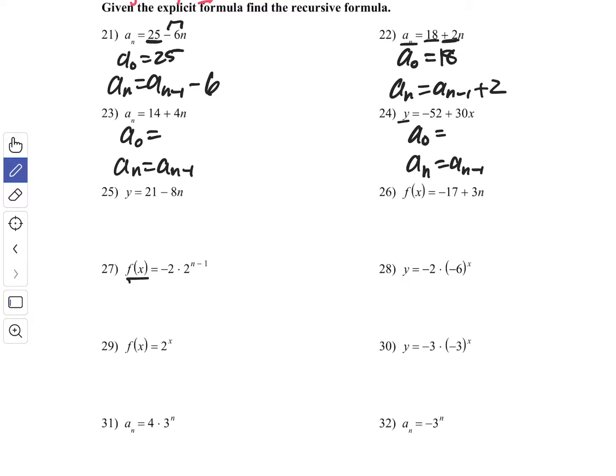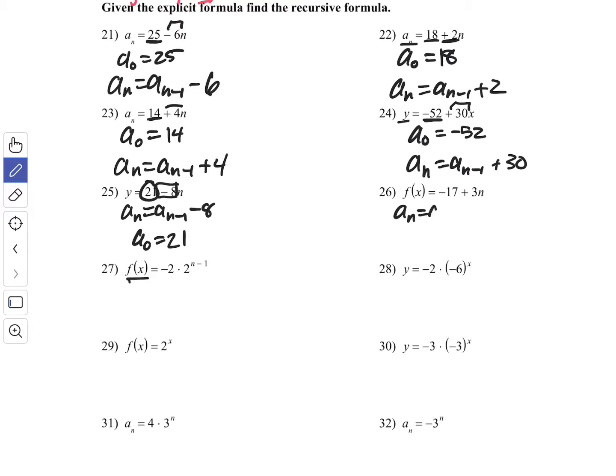And we go, our start is 18, so a sub 0 equals 18. We're adding 2 each time, so plus 2. My start of 14, adding 4 each time, plus 4. Starting negative 52, adding 30, so plus 30. Okay? And I could do the a sub n equals a sub n minus 1 first either, and put the minus 8 here, and the a sub 0 would be 21. So it doesn't matter the order I put them as long as I connect the correct pieces. Okay? That's what's important, is putting those correct pieces.